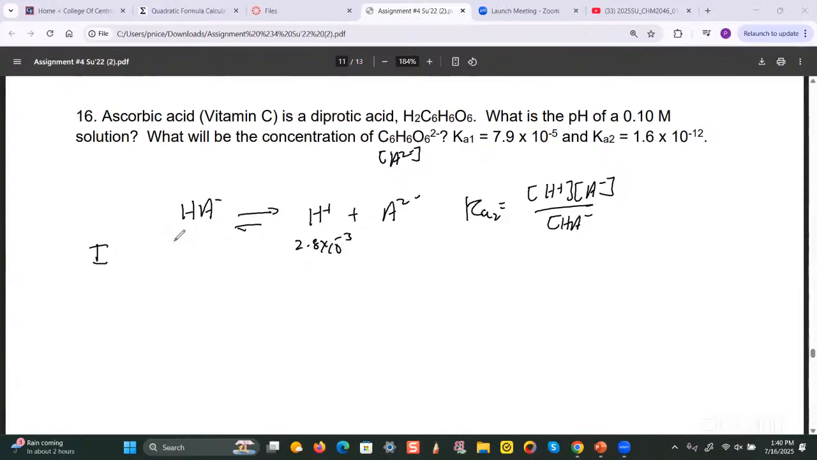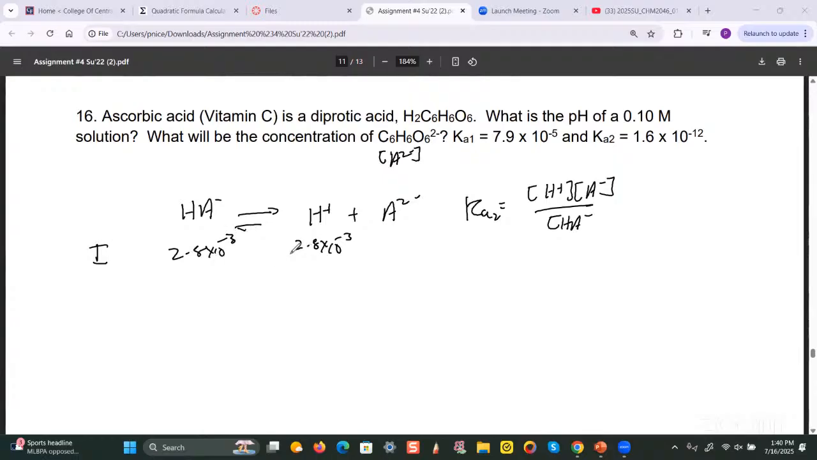H2A. No, but H2A dissociates to form H plus and HA minus. You just wrote A, or it should be A minus. I'm sorry. But at the end, that last line, what was the value in that last line? Was it X? Yeah. Okay, and X is equal to the concentration of H plus, right? So we're going to put that same value here, 2.8 times 10 to the minus 3.